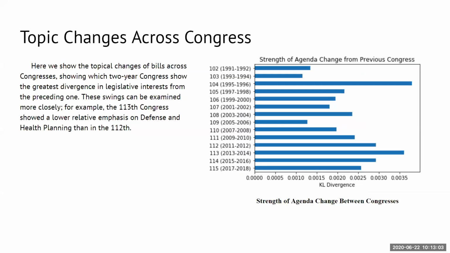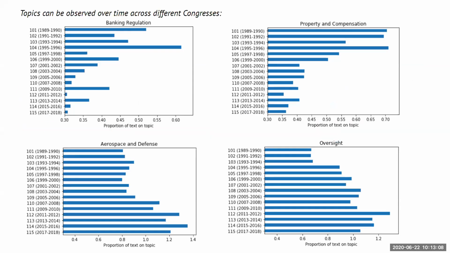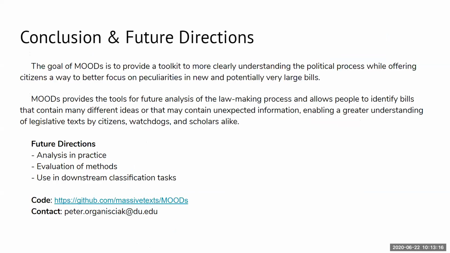We can also make comparisons across time, or even looking at topics across time, so seeing how priorities of different Congresses change. We think that this tool could be used for downstream text analysis by legislators, watchdogs, citizens, and scholars. And as we move forward with the project, we hope to analyze these measures and potentially apply these methods beyond this project.